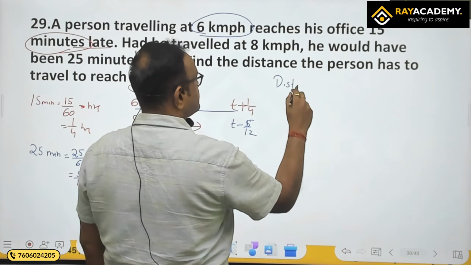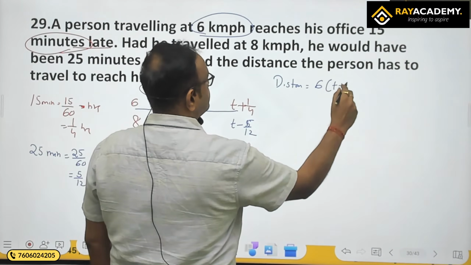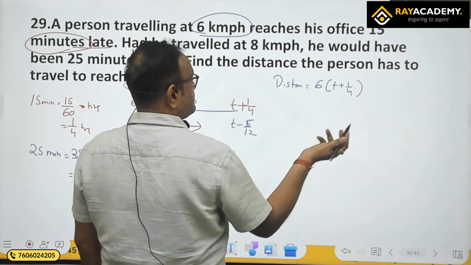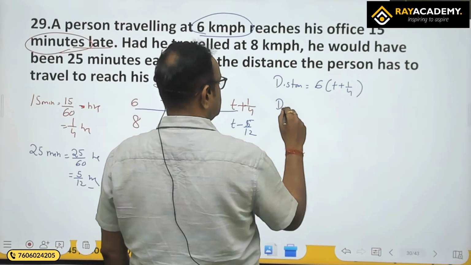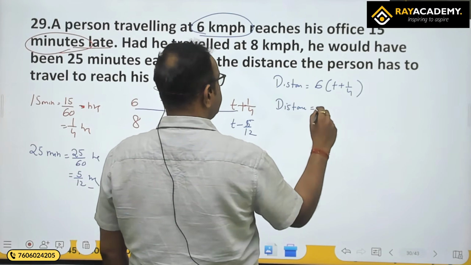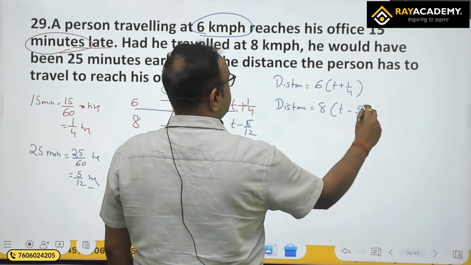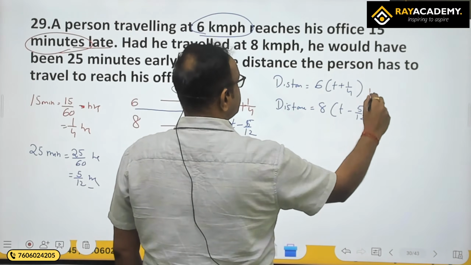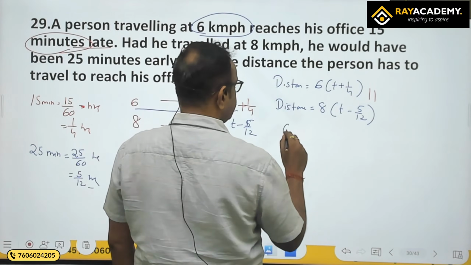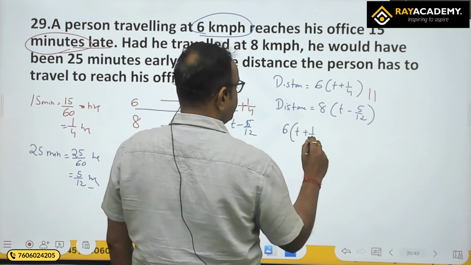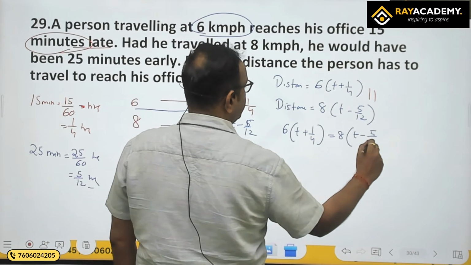Distance in the first case is 6 multiplied with t plus 1/4. In the second case, distance is speed into time, 8 multiplied with t minus 5/12. What we have discussed, distance remains the same, so we can equate: 6 multiplied with t plus 1/4 should equal 8 multiplied with t minus 5/12.